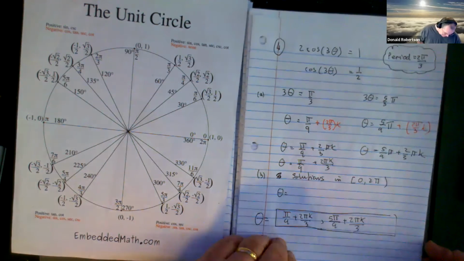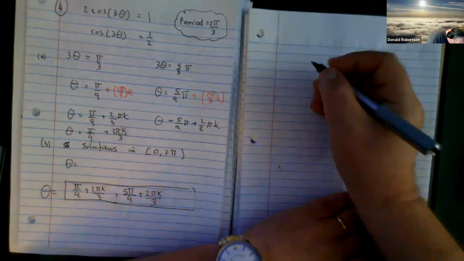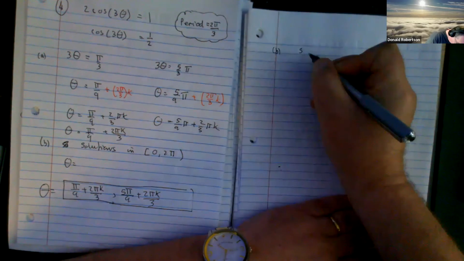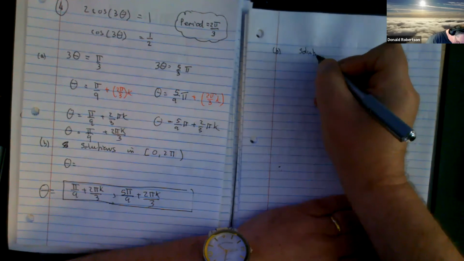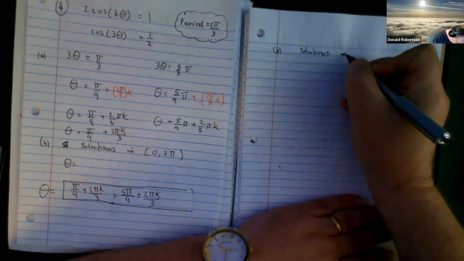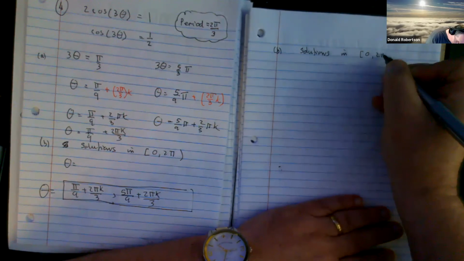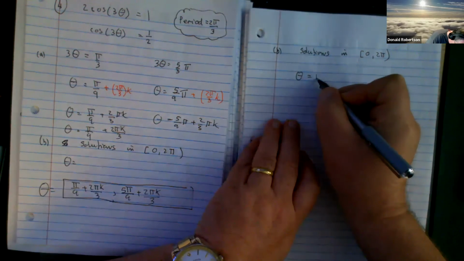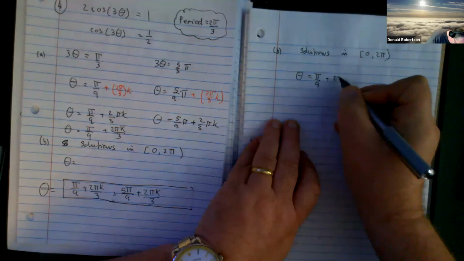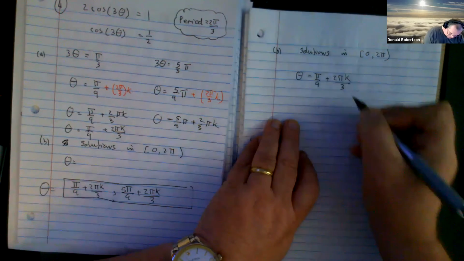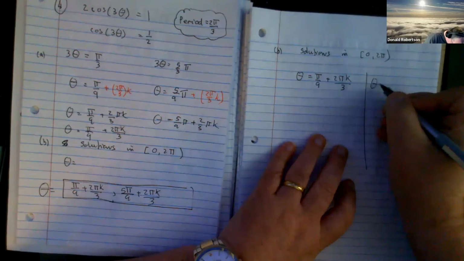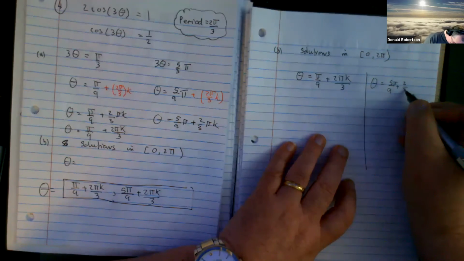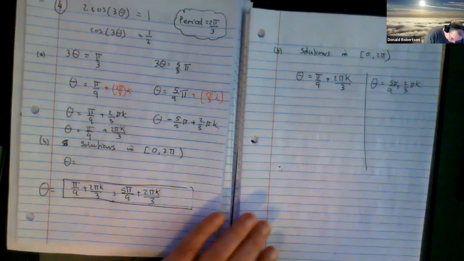Right, now, if you want to find all the solutions in the range 0 to 2 pi, I guess I'll write that down. For part B then, they want to know the solutions. There's a finite number of them in the range 0 to 2 pi. Let's take our general solution, which is this one, and the other one, which looks like this. Let me show you how you would use it.